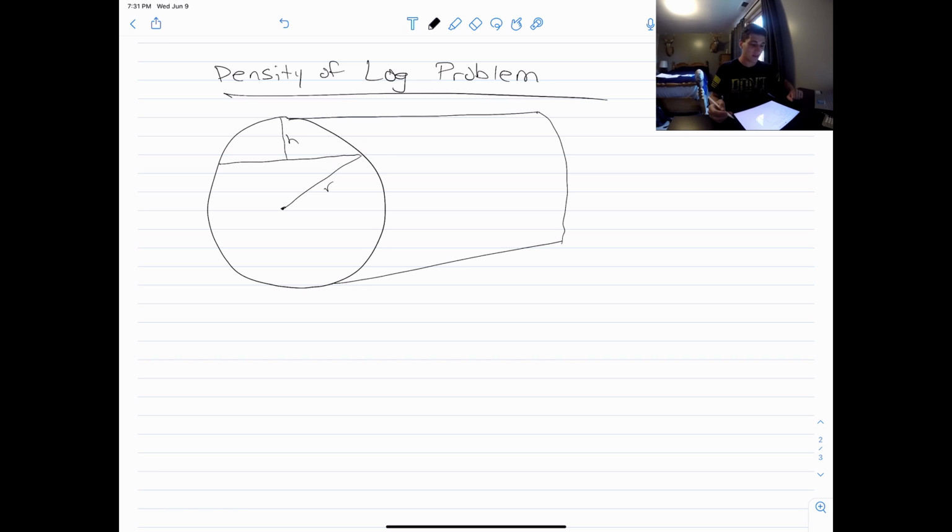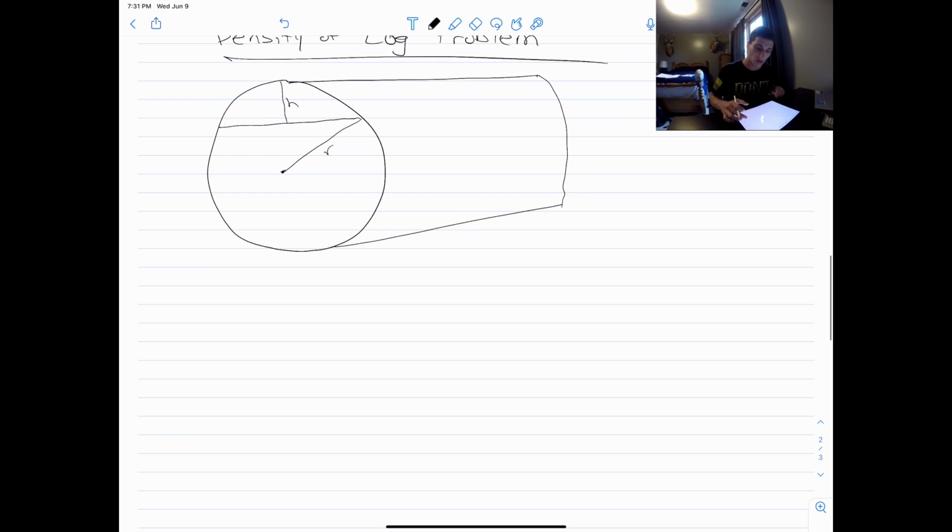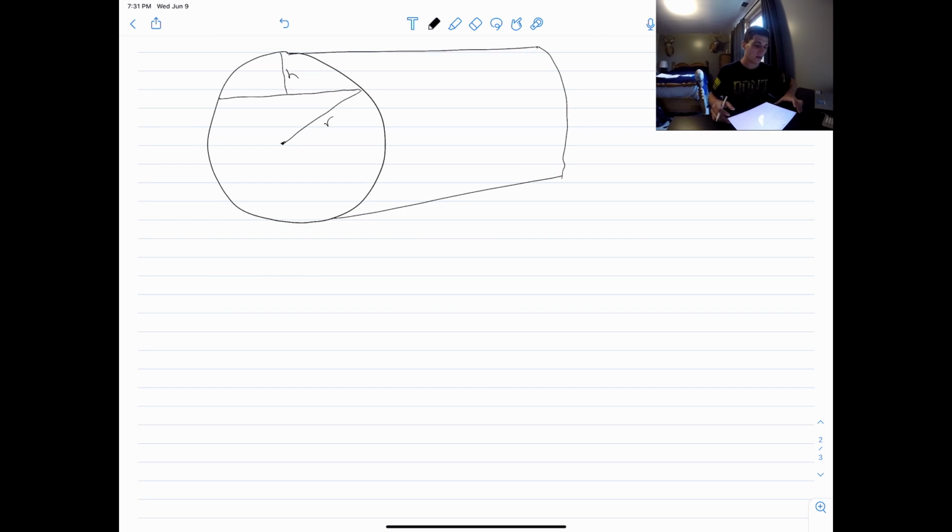Hi, so today we are going to look at the density of the log problem. Basically, there's a log floating in the lake, and we want to know what the density of the log is by only knowing the height of the log that's poking above the water and the radius of the log, assuming this log is a perfect cylinder. So let's get started.